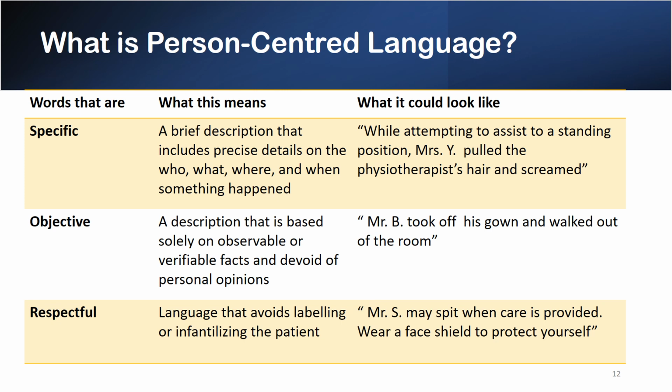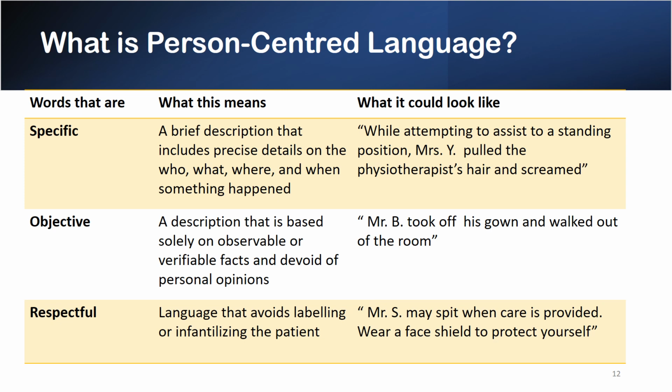Person-centered language is objective. When we use objective language to describe our assessment findings, we use observable or verifiable facts and not personal opinions. What we write will influence the next clinician who interacts with this patient. The words used in a patient's chart can follow them throughout their stay in hospital and can influence the discharge planning process and access to long-term care.